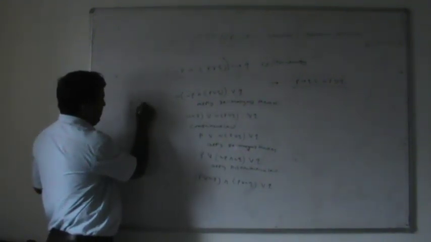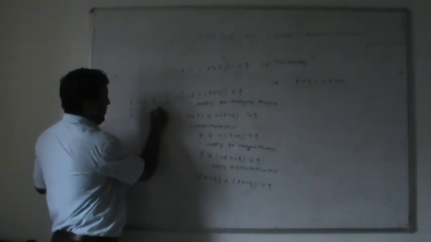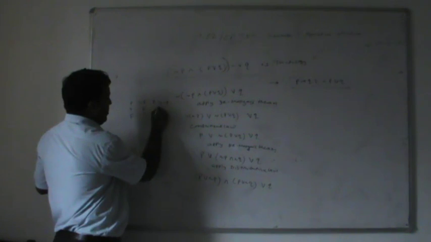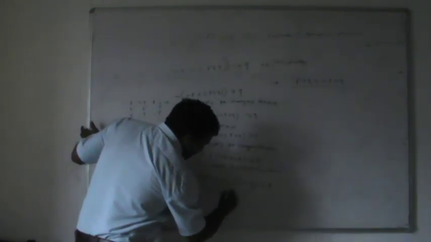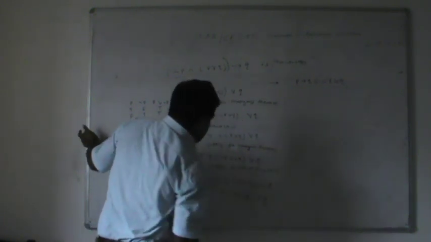We know P is true or false. Negation P is false or true. So P or negation P becomes true and true. In both cases its value is true, and then P or negation Q or Q.